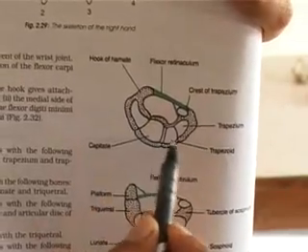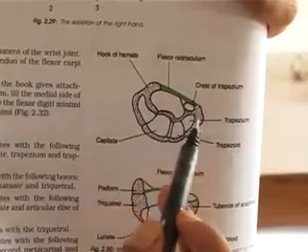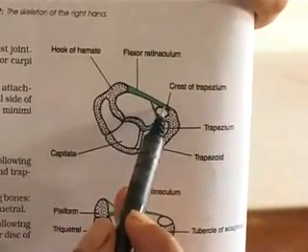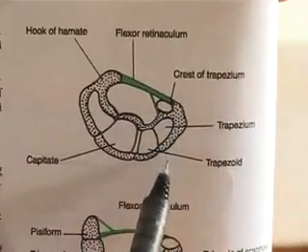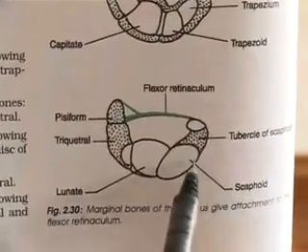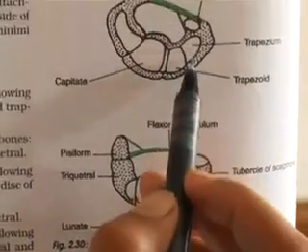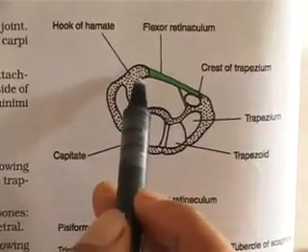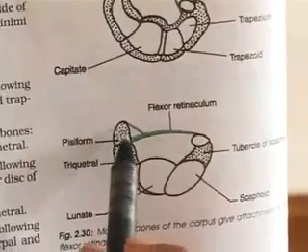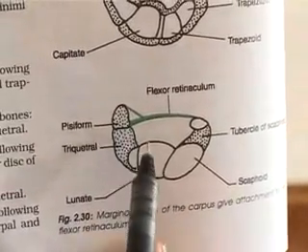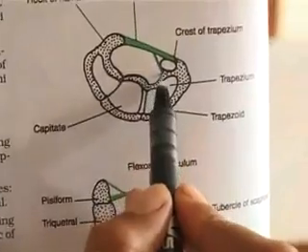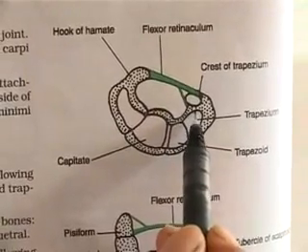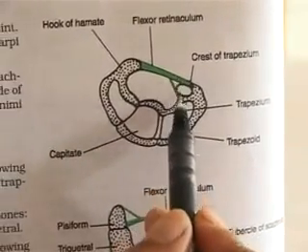Carpal bones on the right and left side give attachment to a flexor retinaculum. This is attached laterally to the tubercle of scaphoid and crest of trapezium. Medially it is attached to hook of hamate and pisiform bone. In addition, it has a deep slip which is attached to medial side of the groove of trapezium for the passage of flexor carpi radialis.